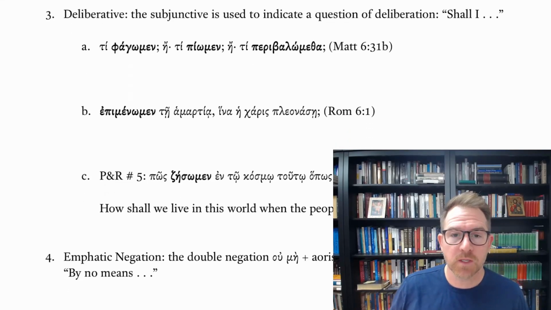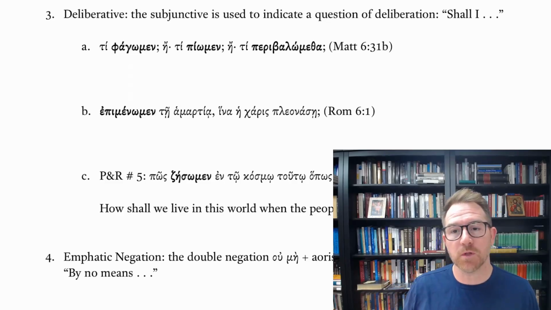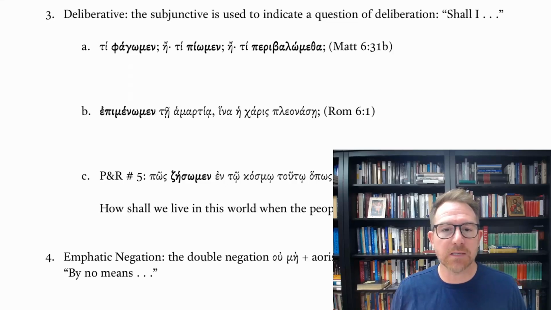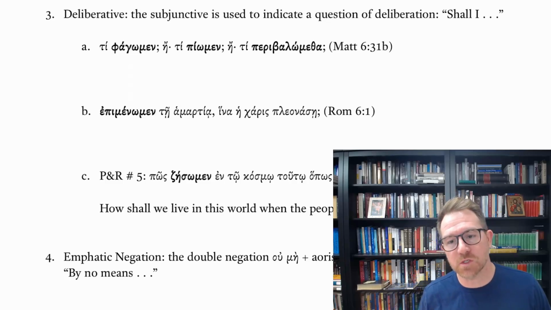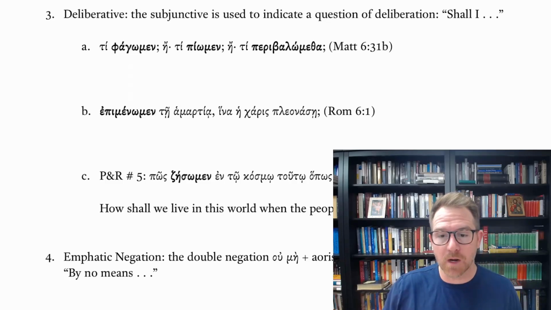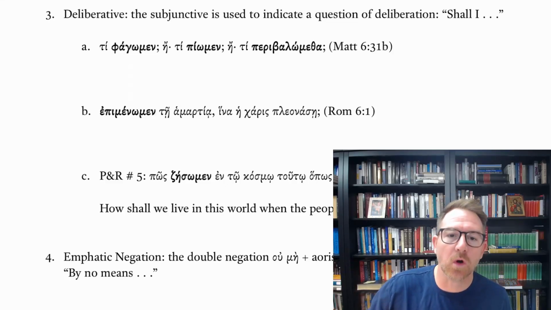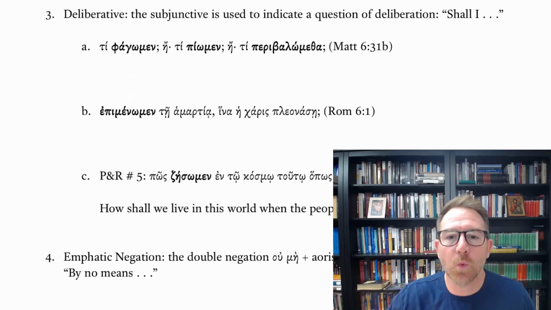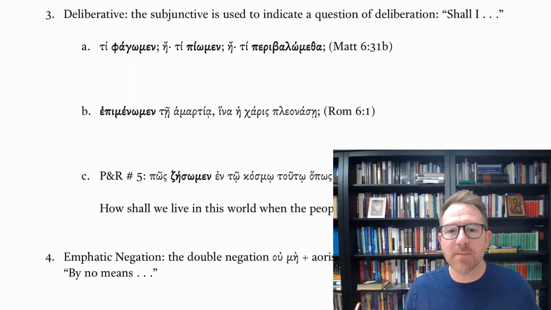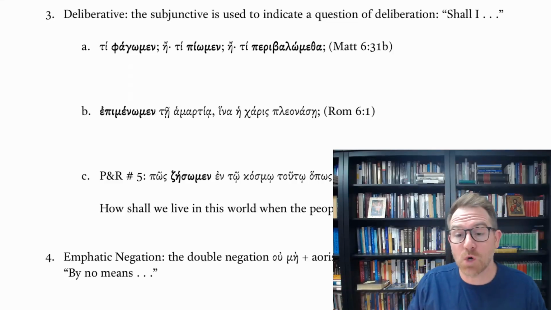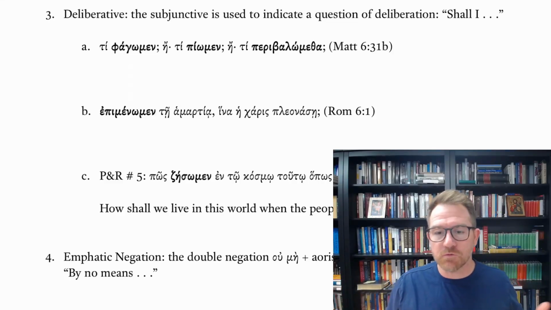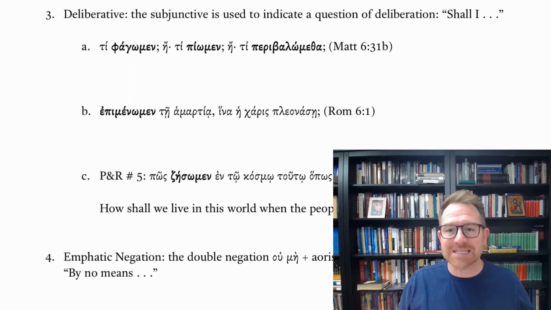How about the deliberative? This is the subjunctive used to indicate a question of deliberation. Shall I do this? So ti phagōmen ē ti piōmen ē ti peribalōmetha. This is in Matthew 6:31 when Jesus is talking about not worrying, not merimnaō. Do not say, what shall we eat, or what shall we drink, or what shall we put around, what shall we wear? And he's, of course, saying, don't do this, don't ask this.